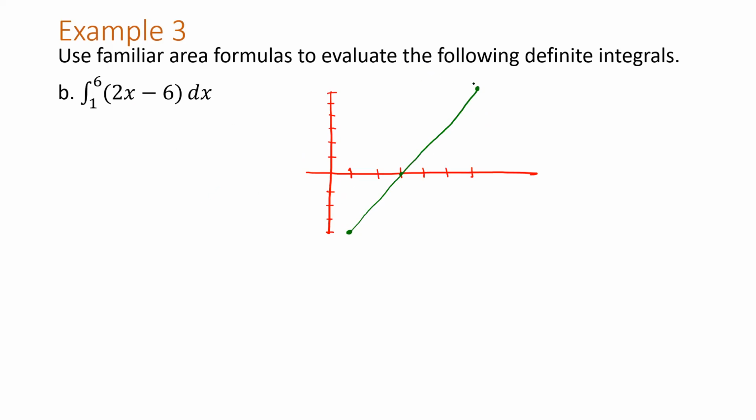So actually notice here, this function f of x equals 2x minus 6 is partially above the x-axis and partially below the x-axis. So when we're computing the net area, we're going to compute the area of this triangle that lies above the x-axis. That'll contribute a positive value to the integral. And then we'll also compute the area of this triangle here, which will contribute a negative value to the net area. So we actually have two triangles that we're going to find the area of.